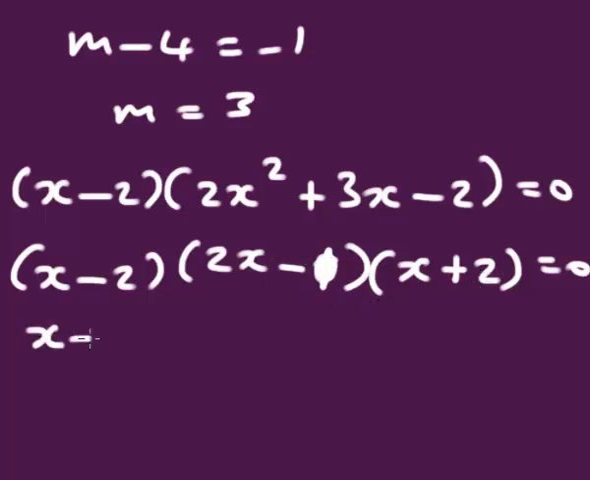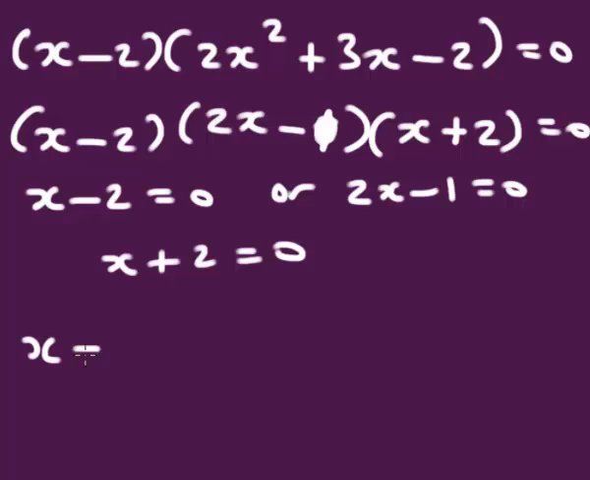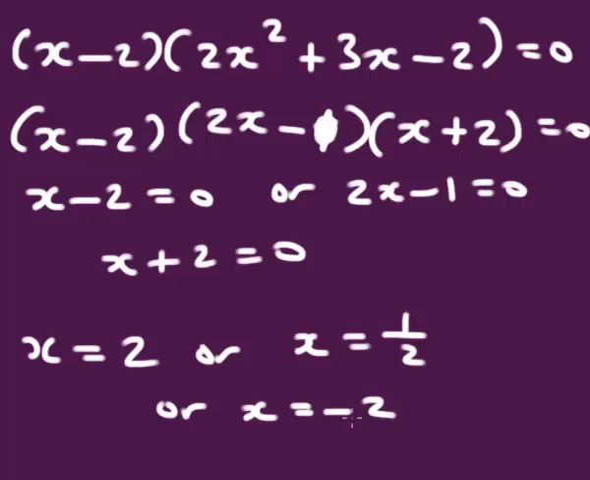So there we go. We've got x minus 2 is 0, or 2x minus 1 is equal to 0, and then x plus 2 is equal to 0. Then you can solve for x. You've got x is 2, or x is equal to a half, or x is equal to negative 2 there. And there we go. So factorize it. The formula is quite nice as well.